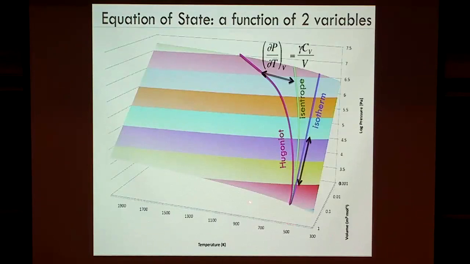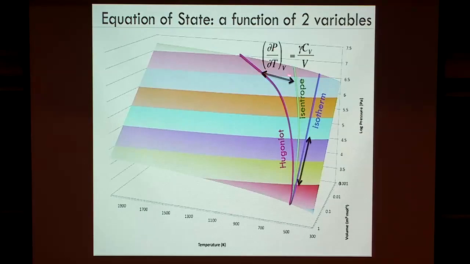Okay, so here's a plot of a surface in three-dimensional space: temperature, volume, and pressure. That surface is an equation of state of some material. Equations of state are surfaces in three-dimensional space. If you tell me the volume and the temperature, the equation of state should be able to tell you the pressure. If you tell me the pressure and temperature, the equation of state should be able to tell you the volume. It's a surface. And the isotherm, the isentrope, and the Hugoniot are one-parameter paths along that surface. Right? None of them is a full characterization of the surface. They're all lines or curves projected onto that surface.